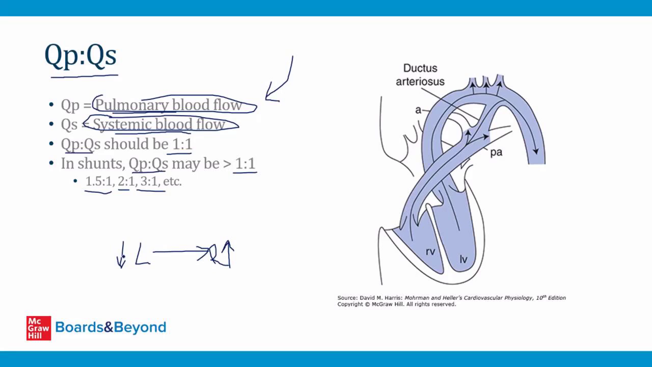And so therefore these QP-QS ratios can get greater than 1:1. And if you just know this, then you'll be able to recognize this concept in a board question if they talk about the QP/QS ratio.